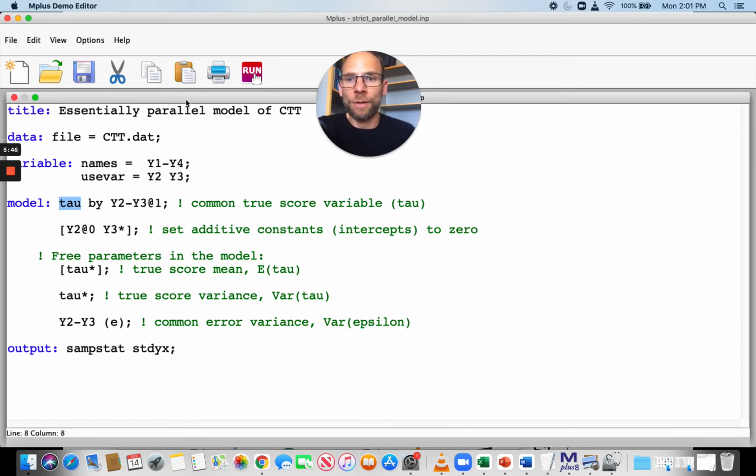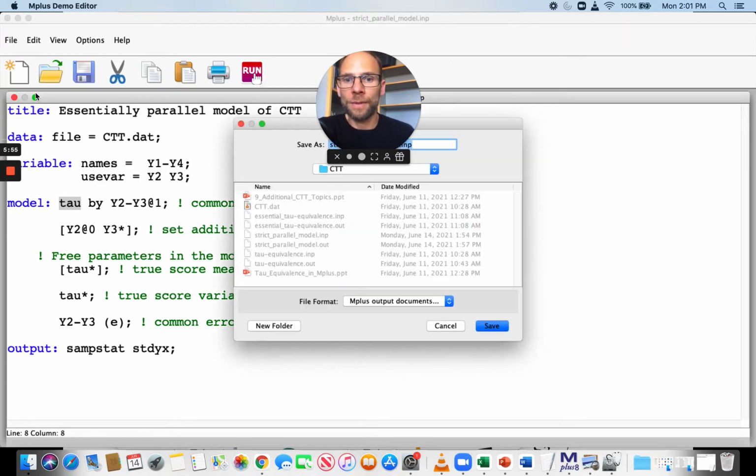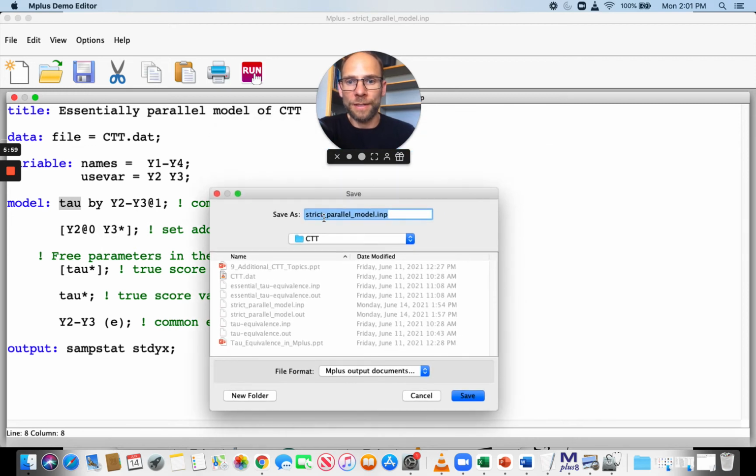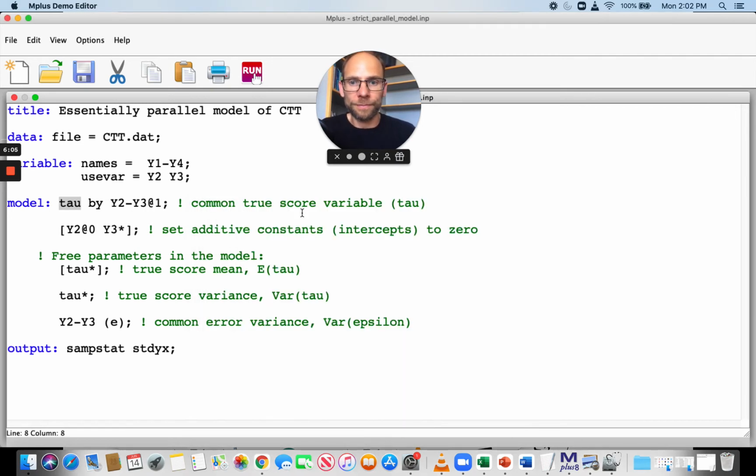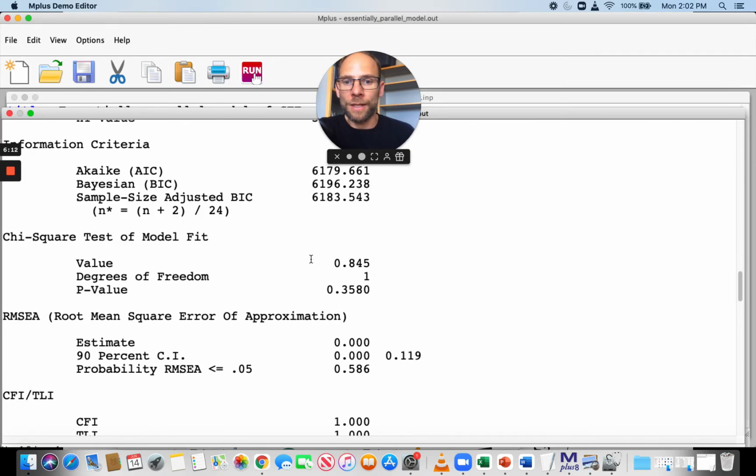So let's take a look at what we get here for this model of essentially parallel variables in this simple example. I'm going to save this under a new name. I'll save this as essentially parallel. Now we can see the chi-square is not significant. We lose 1 degree of freedom because of that additional parameter, but we also get a very, very substantial drop in the chi-square to 0.845. Previously the chi-square was over 7, and that is a significant decline. You can see the p-value here is not significant, so this model fits well.